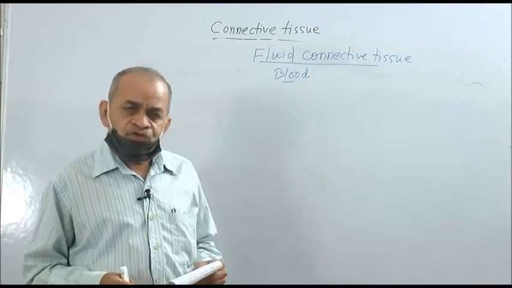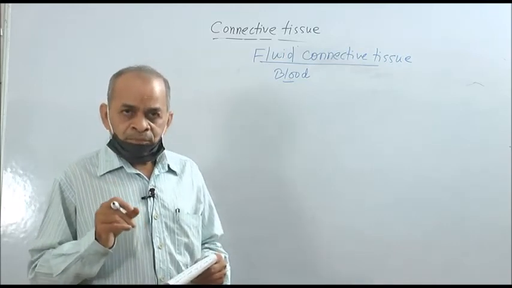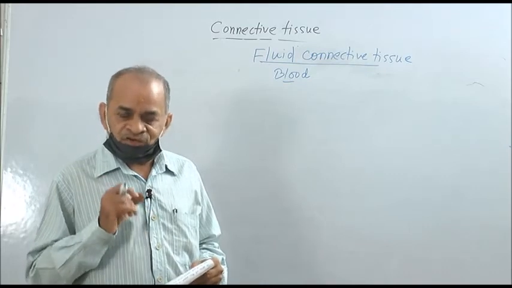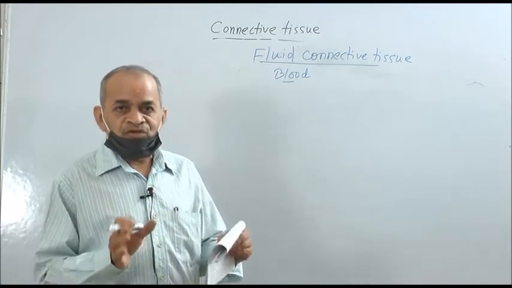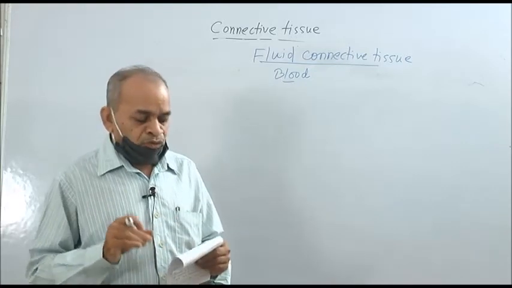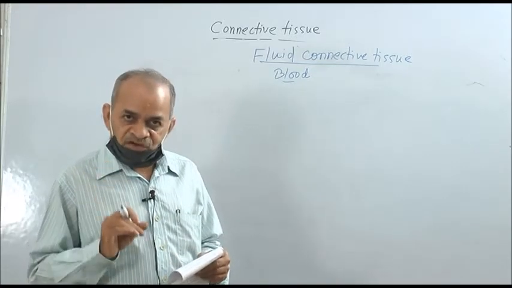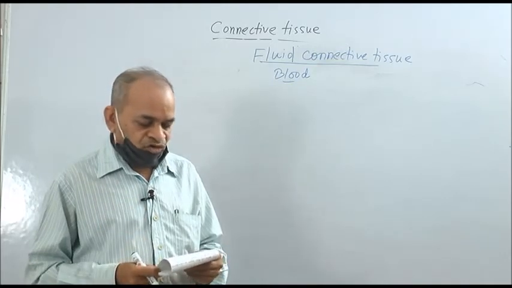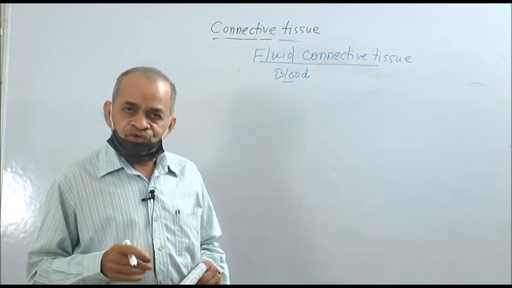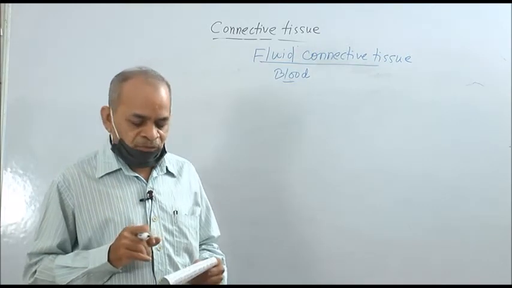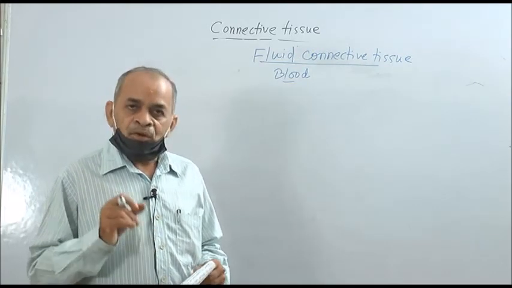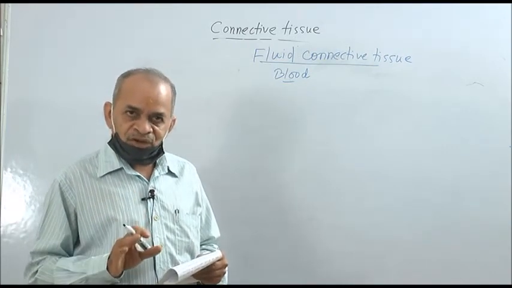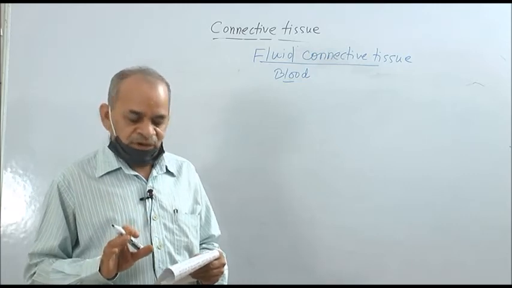Now blood is composed of plasma or the matrix and corpuscles or the cells. So what is the difference between corpuscles and cells? I will tell you. Plasma constitutes about 55% and corpuscles 45%. So corpuscles are the cells, 45%, and the plasma 55%.